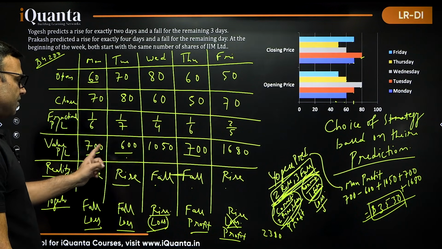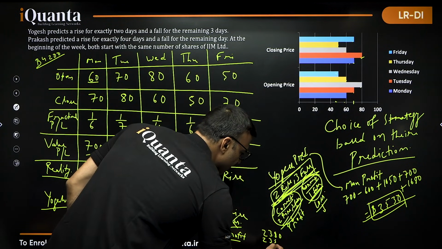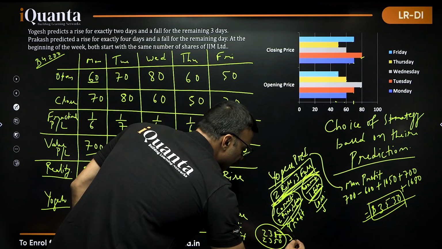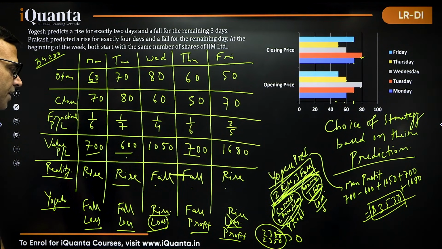1050, 6 and 7. So 13 and 10, that is 2350. Oh, 2350. So this is the way that it is going to be more than 0. So this is a profit situation. This is the only way that it can happen, right? Just check it carefully.